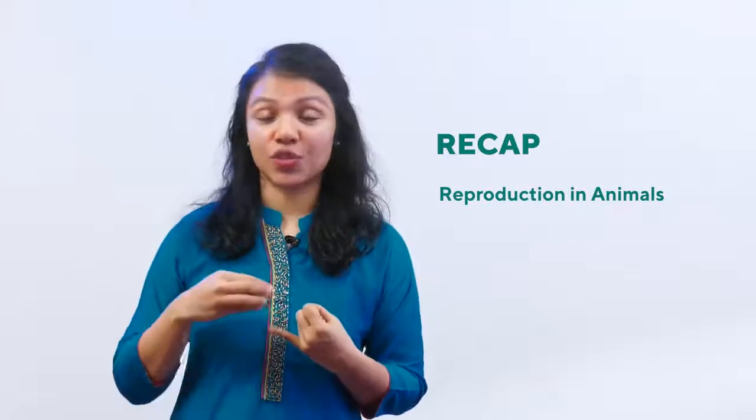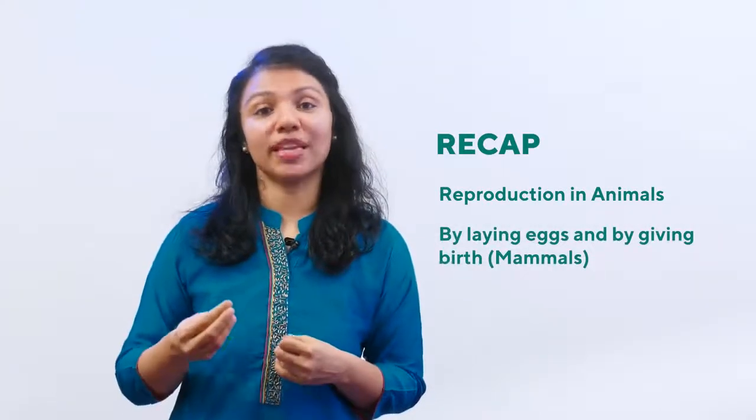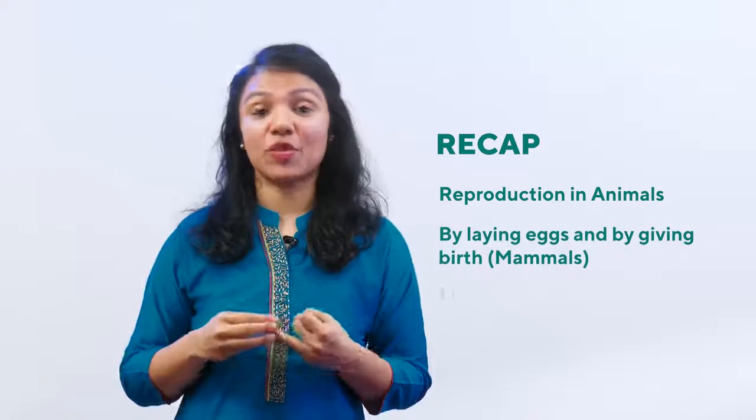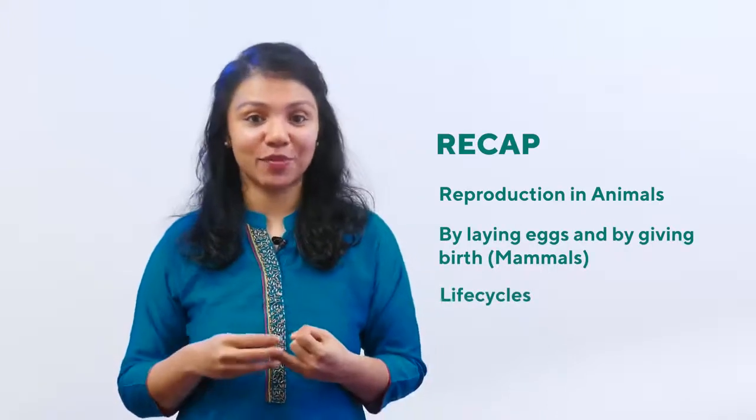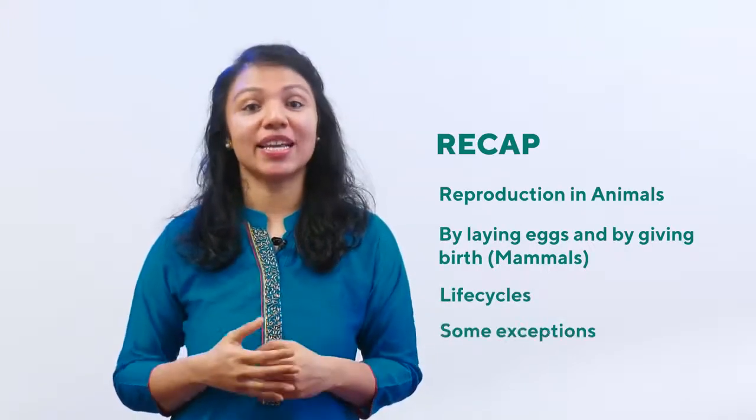We've come to the end of this unit. You can find this unit on pages 98 to 105 in your textbook. Let's look at what all we learned. In this unit, we learned about reproduction by laying of eggs and also by giving birth. We learned about life cycles of different animals. We also looked at some exceptions. Read up more about these topics, and happy learning. See you soon.